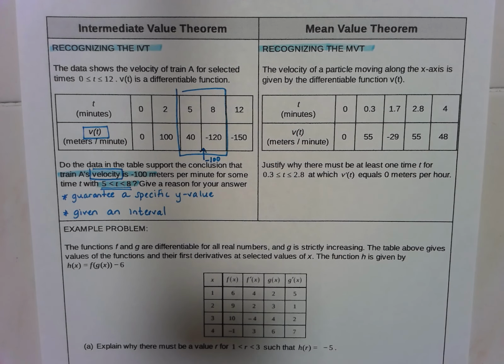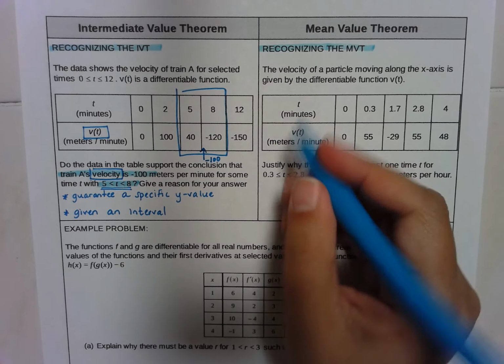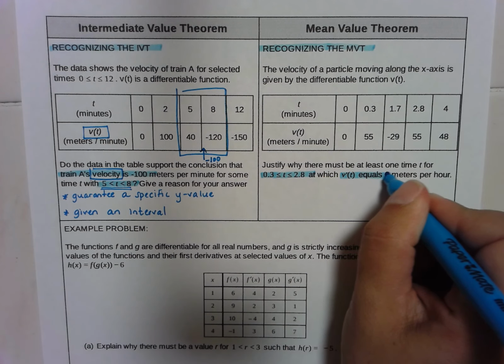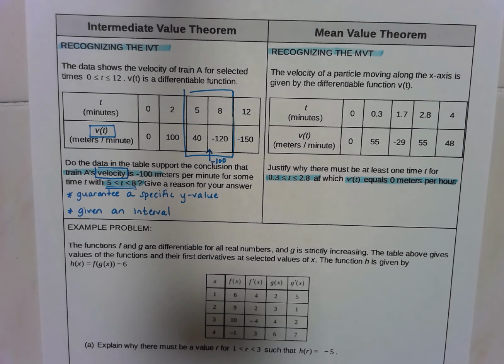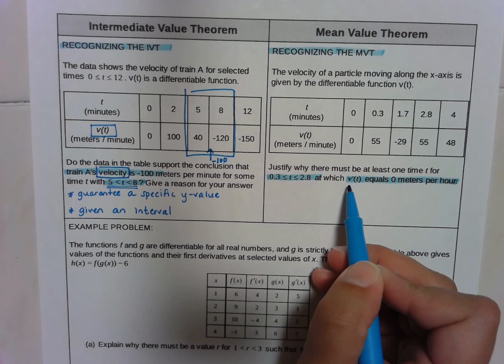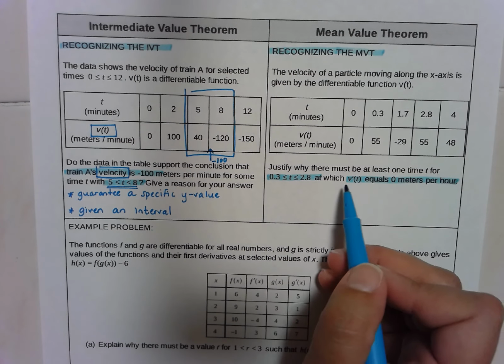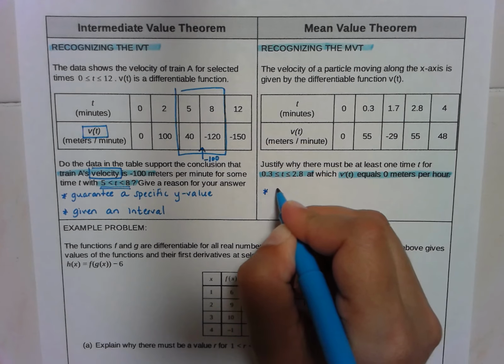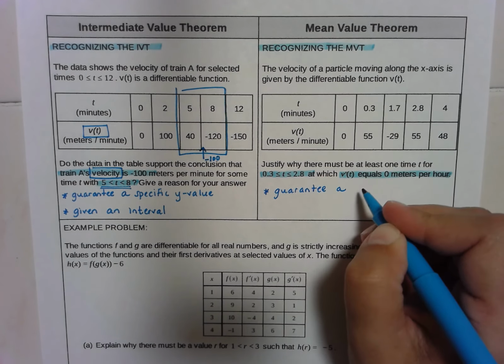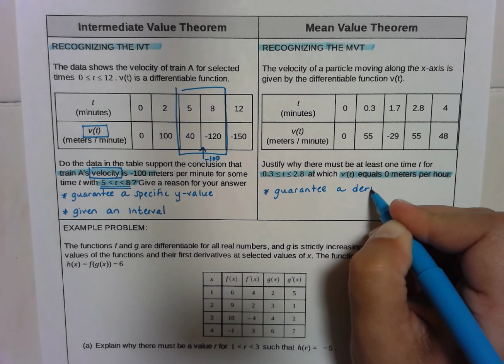Now for the mean value theorem, and again, we're still given a velocity function, it says justify why there must be at least one time for, and again, we're given a specific interval, at which v prime equals 0. Now you'll notice here, this does not say v of t anymore. It doesn't say velocity. It says the derivative of velocity, the derivative of what we have. Here we are being asked to guarantee a derivative value.